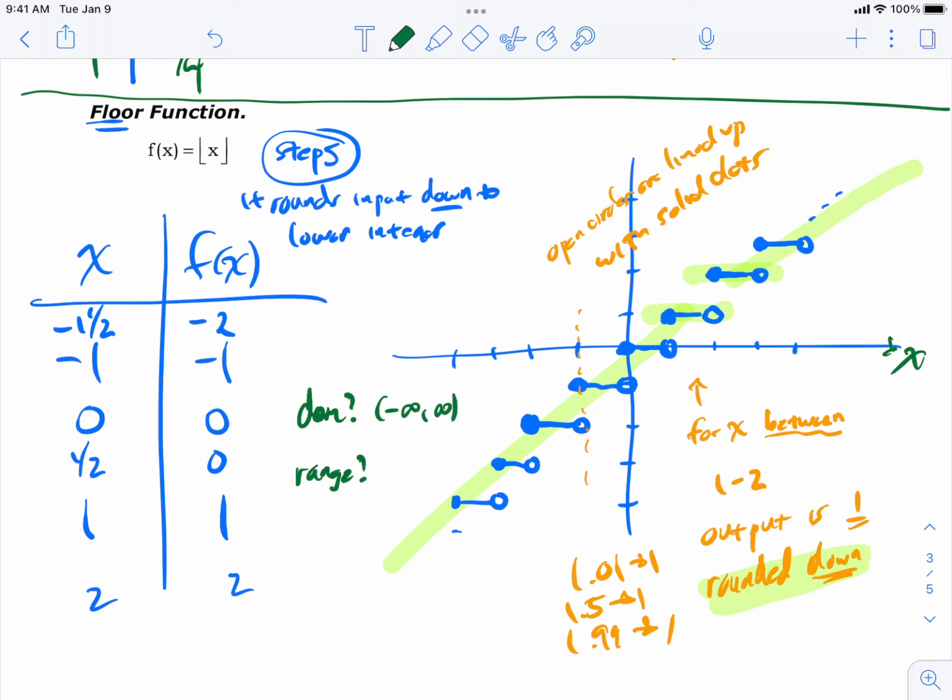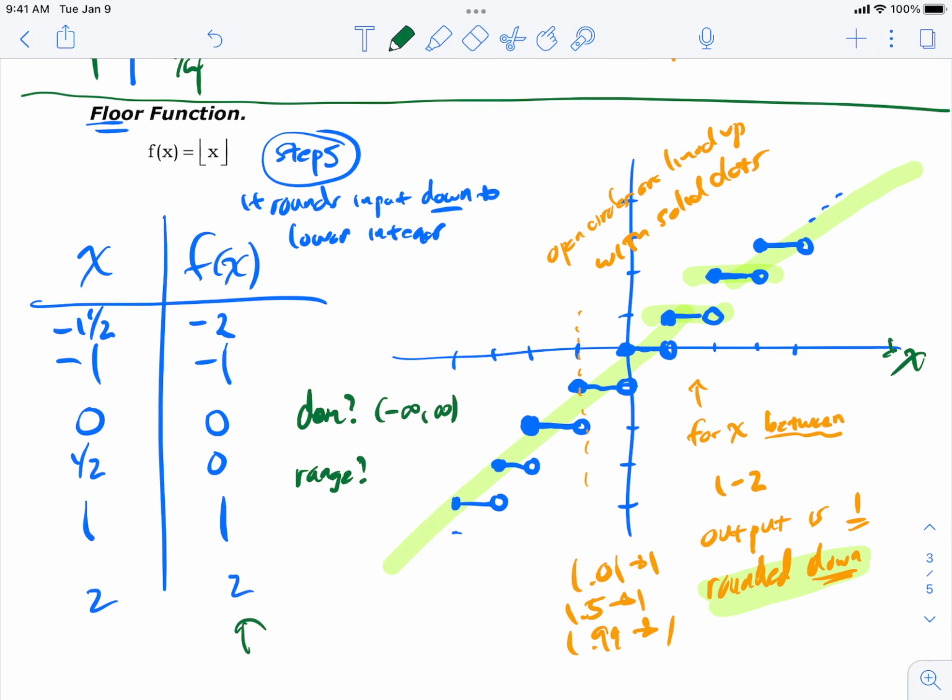The thing is, the range, you don't get everything out. If you look at all these y coordinates, you never get fractions. You always get numbers like 0, 1, 2, -1, -2. The outputs are always integers. So I'm going to say all integers would be the easiest way to say that. All integers. You get out things like 0, 1, 2. Things like -1, -2. You get out integers.